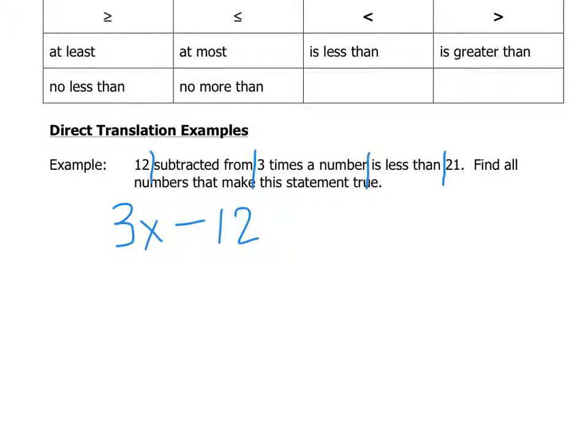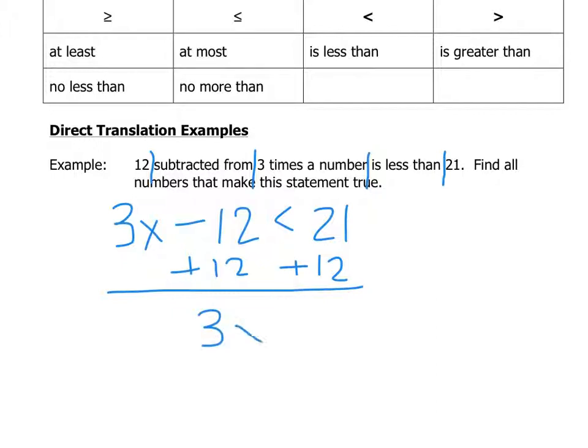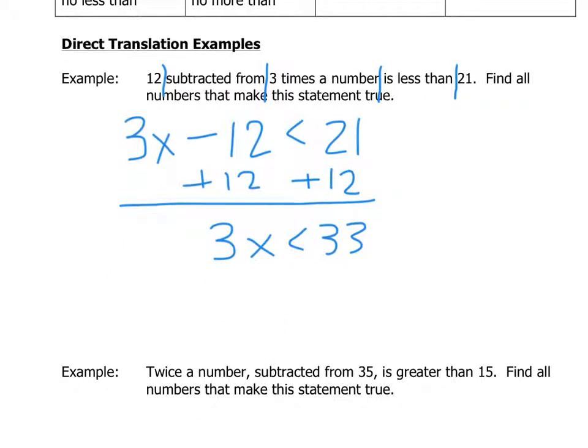And bear with my kindergarten writing here because it's not so easy writing with your finger on an iPad. So then we have is less than 21. And now all we have to do is to solve this. So the first thing I'm going to do, add 12 to both sides. That gives me 3x is less than 21 plus 12 is 33. Let's move my screen up a little bit here. And let's divide both sides by 3. And so what we get is x is less than 11.